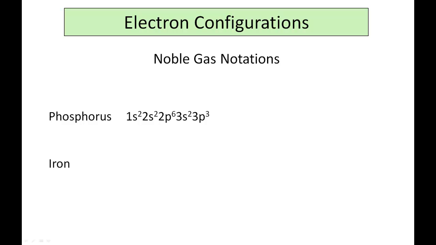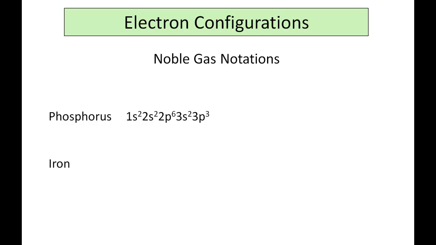You'll notice I've already written out its electron configuration. If you add up all of the electrons in the electron configuration, you'll notice it equals 15, which is phosphorus's atomic number. In order to do this noble gas notation, we're going to replace all the inner shells with a noble gas in brackets. The way you do this is to look on your periodic table and find the noble gas that comes before phosphorus. You can go up one row and all the way to the right, and that'll tell you where the noble gases are.